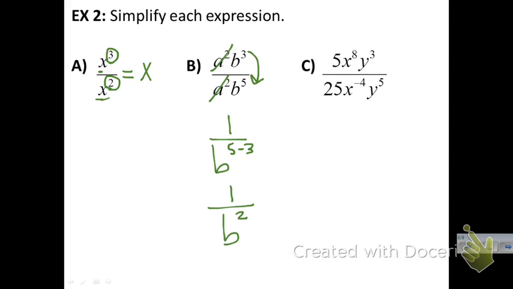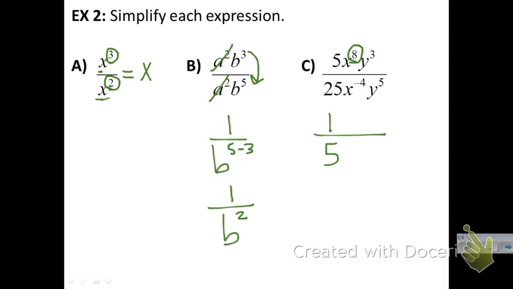On c, you have some coefficients. If you have coefficients, we're going to do what it asks us to do. You have 5 divided by 25. This will reduce to give you 1 over 5. So I'm going to do that right now.